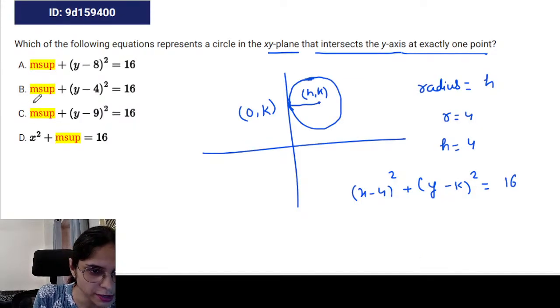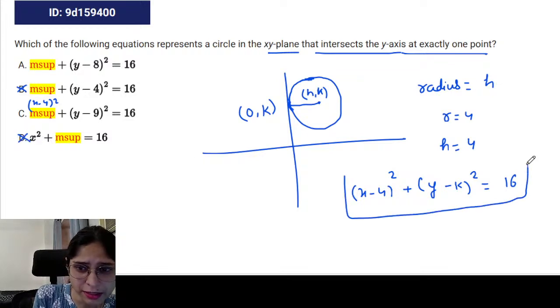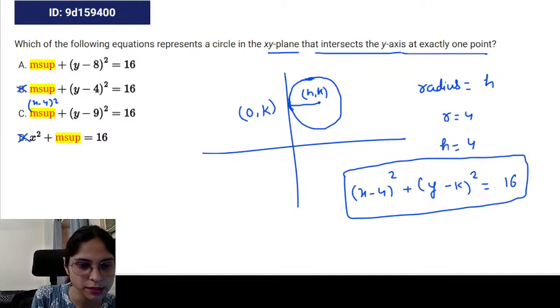So I'm just going to write (x minus 4) whole squared over here. This one obviously they are not doing (x minus 4) whole squared. This one is obviously gone. The value of k can be anything, anything in this entire world, just the radius should be equal to h. See if you understand this concept.